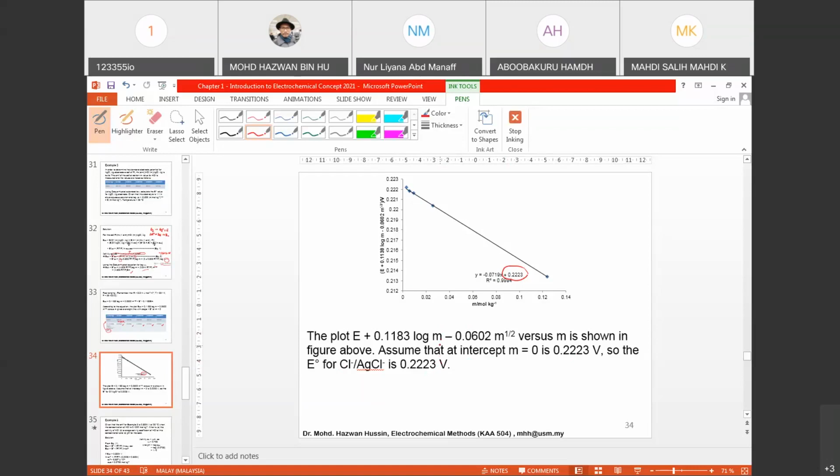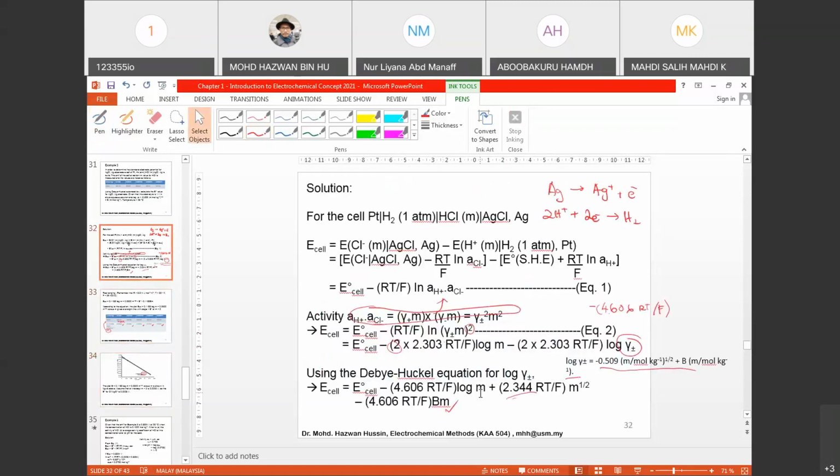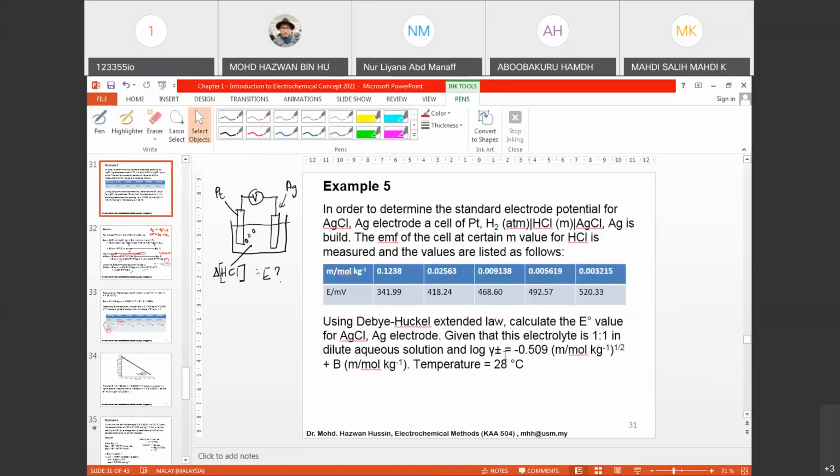Any questions so far? Doctor, in slide 32, please. 33, 32, 32. In the last step, using the Debye-Huckel equation, Doctor, the third term multiplied by Bm, where is it from? This one multiplied with Bm. From log gamma. Yes, from this one. I think in the question it has mentioned that the given Debye-Huckel representation is this one.